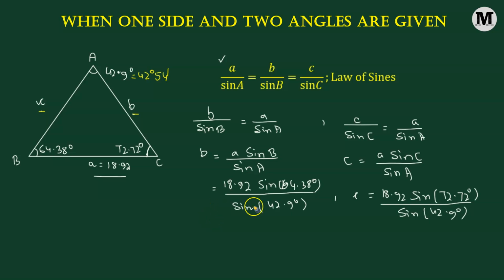So you plug these values into a calculator. b comes out to be approximately 25.06 and c comes out to be approximately 26.54. So here we have successfully obtained the length of side b, approximately 25.06, and the length of side c, approximately 26.54.